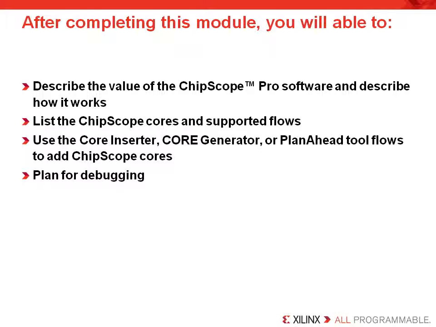The objectives of this module are to get you up to speed on the basics of using ChipScope Pro software. That includes being able to describe how the ChipScope Pro software works, but also the benefits of using ChipScope. We will describe the ChipScope cores that are available and how to use the ChipScope Core Generator and Core Inserter tools. It will also be helpful to you if you can plan to use ChipScope early in your design flow. This will enable you to plan for sufficient resources to be available for debugging your design. But first, we are going to discuss the importance of being able to perform on-chip debugging of your hardware design with the ChipScope Pro software.